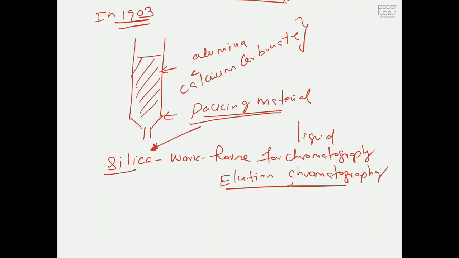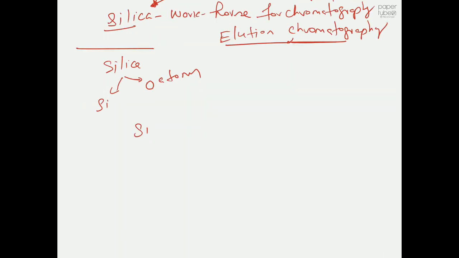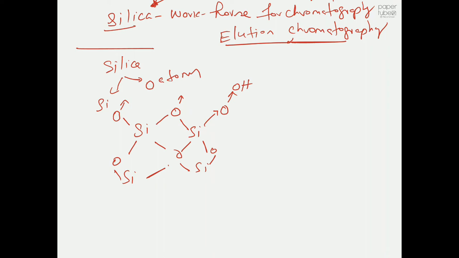And silica, you know what silica contains. Silica mostly contains two kinds of atoms, silicon and oxygen atoms. Mostly each silicon is connected to two oxygen atoms, and so on. So that's the structure of silica mostly. And then maybe at the surface of the silica, it might be exposed to some hydroxyl groups, something like that. So that's a bit of chemistry.